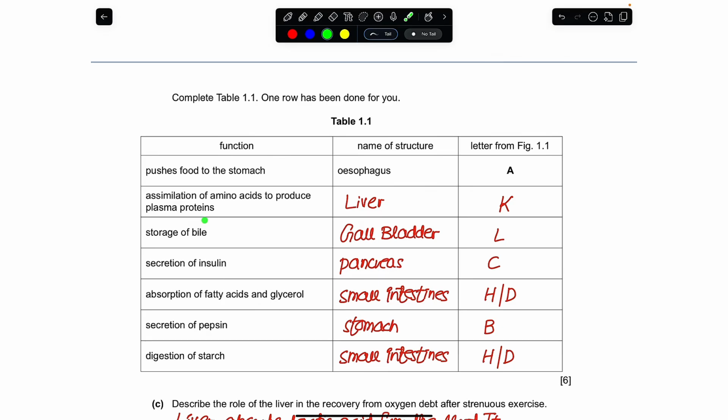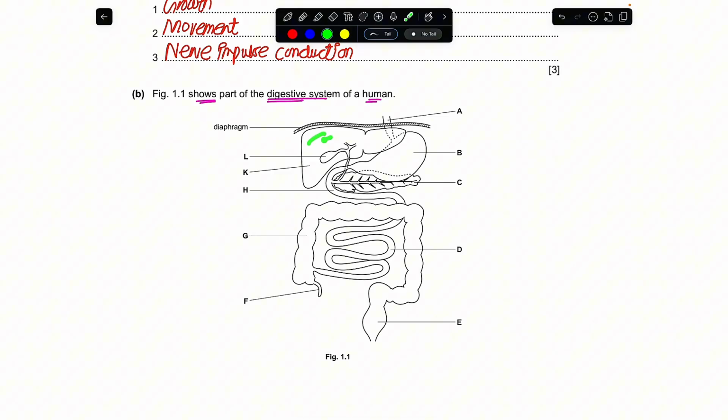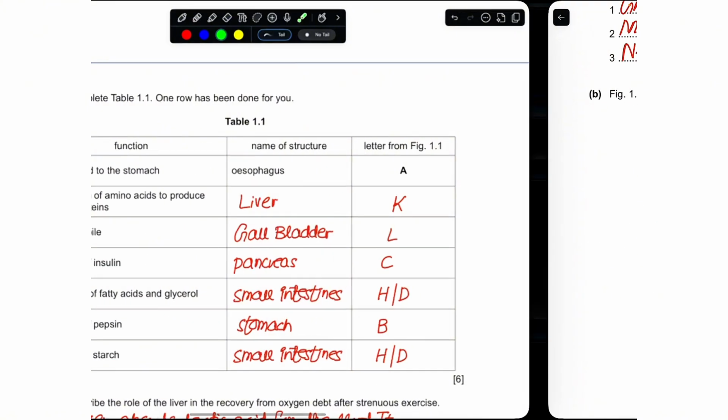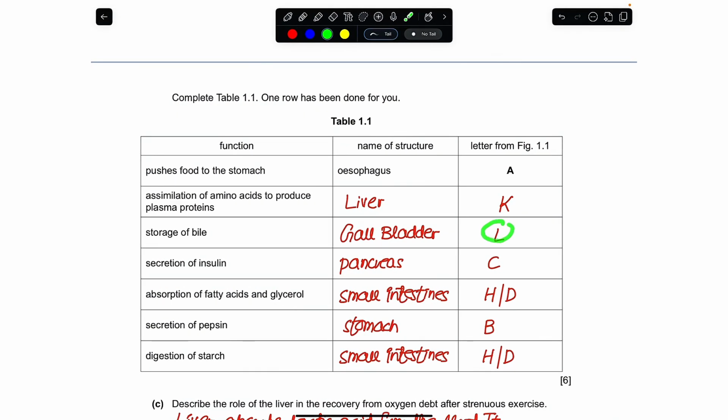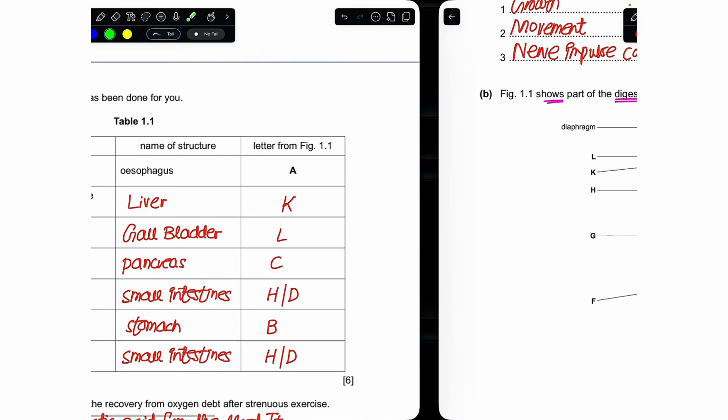Moving onward, they ask you to tell them the storage of the bile. What we know is that the bile is excreted out of the liver, and it would be temporarily stored within the gallbladder. The letter that I have is L. They ask what brings about the secretion of the insulin, so this is the pancreas. And if I take you to identify the letter, this is letter C.